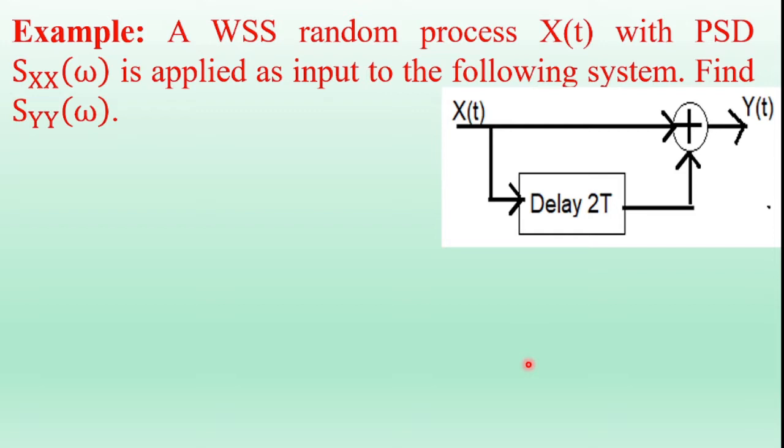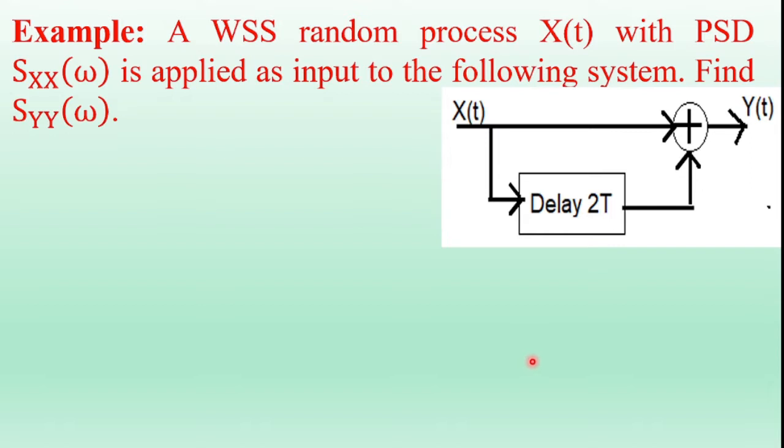In this video, I am going to discuss the power spectral density of the output y of t. The example is a wide sense stationary random process x of t with power spectral density Sxx of omega applied as input to the following system. For the given system shown in the figure, find Syy of omega.